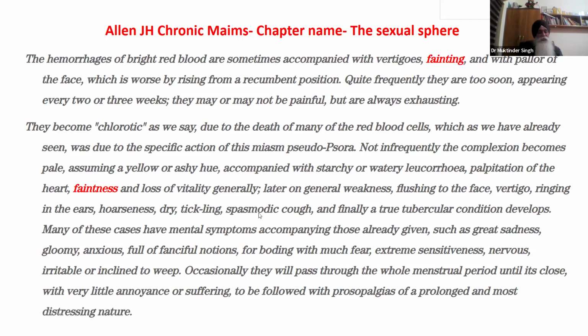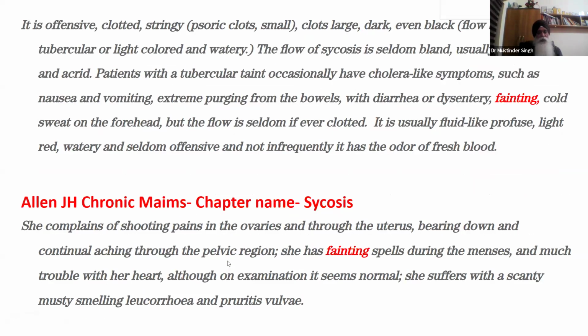So many of these cases have mental symptoms. My company already gave sadness, gloomy, anxious. So this is a different discussion I just mentioned. Here also with the diarrhea, the fainting, and in the psychosis. Earlier we said that in the chapter Sora, now this is the chapter psychosis. So she complained of shooting pain in the ovaries and through the uterus, bearing down.